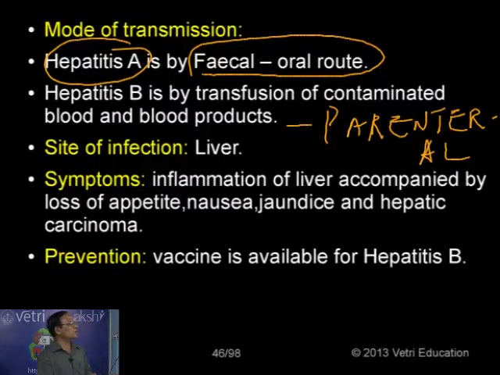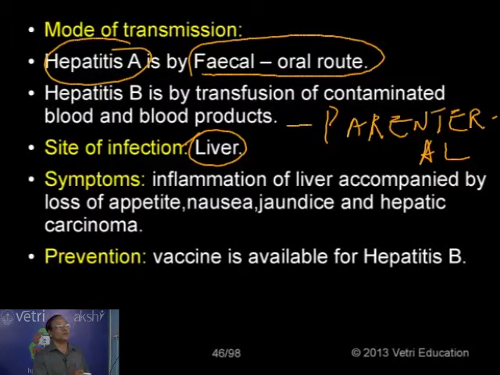I mentioned already that the word hepatitis refers to the inflammation of the liver. So the site of infection is nothing but the liver. And the main symptom, as I mentioned earlier, is the inflammation of the liver, and that is accompanied by other symptoms.